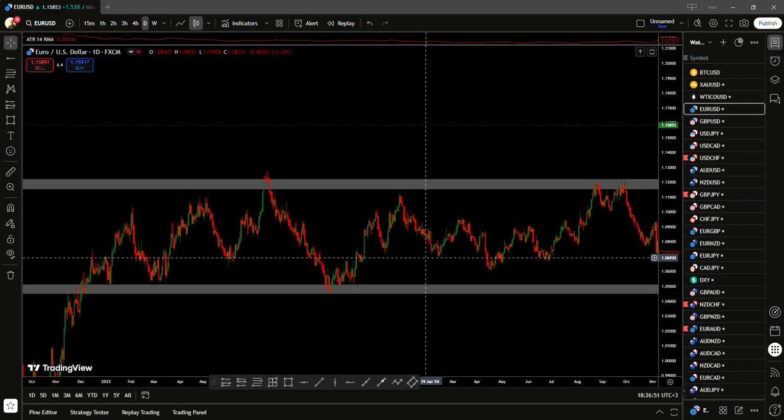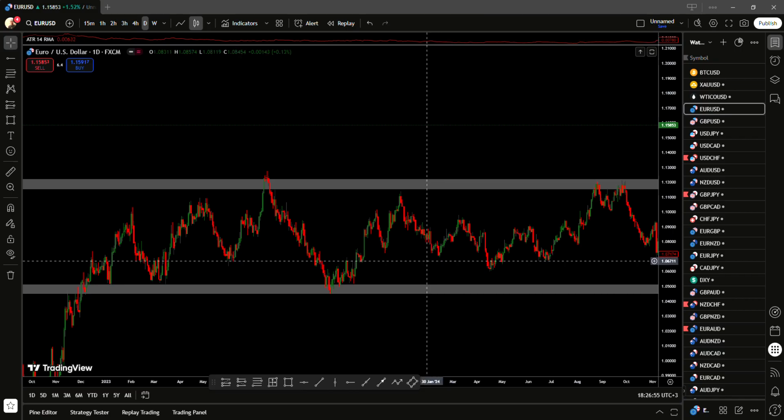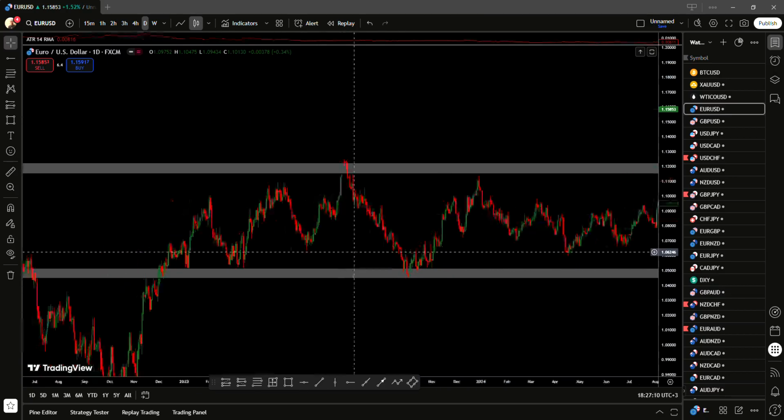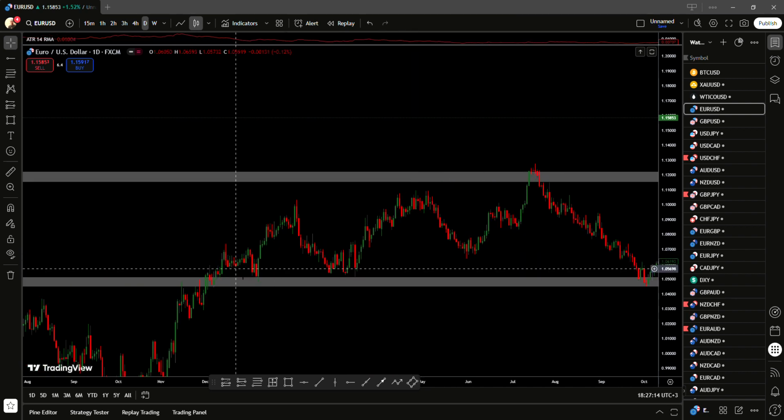So now, after you have established your support and resistance very well, what next? You're looking to identify your supply and demand zones on support and resistance. In this case, we shall identify our supply and demand zones on support. So now we come here. Let's use this first one.